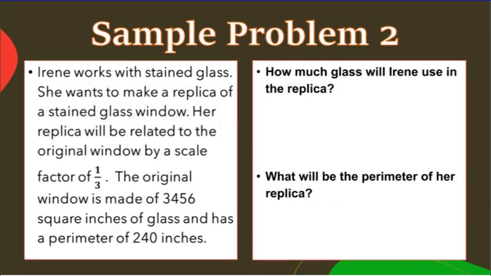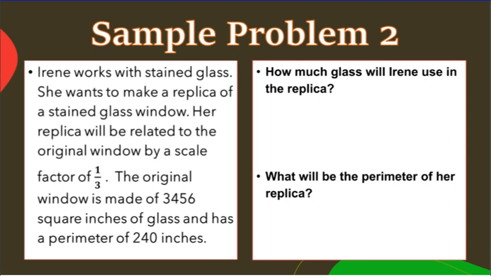Next one, Irene works with stained glass. She wants to make a replica of a stained glass window. Her replica will be related to the original window by a scale factor of 1/3. The original window was made of 3,456 square inches of glass and it has a perimeter of 240 inches. How much glass will Irene use in the replica?